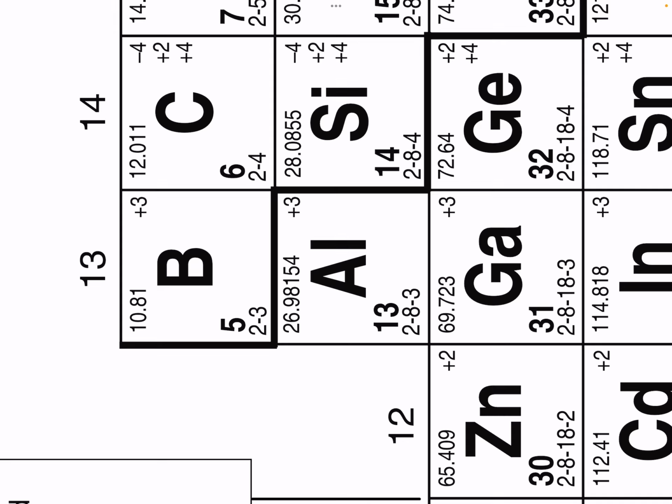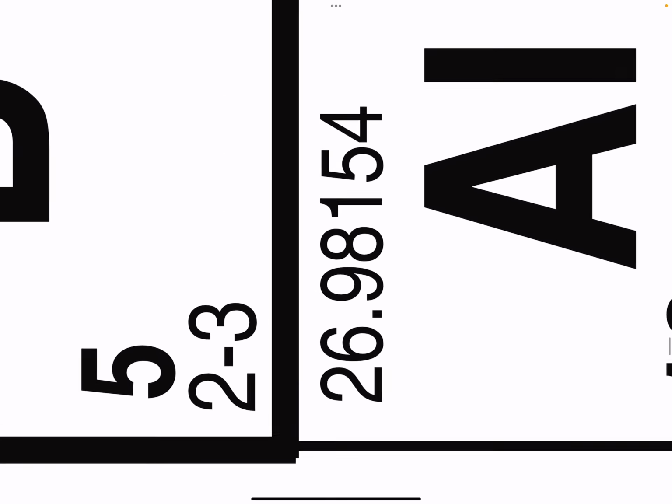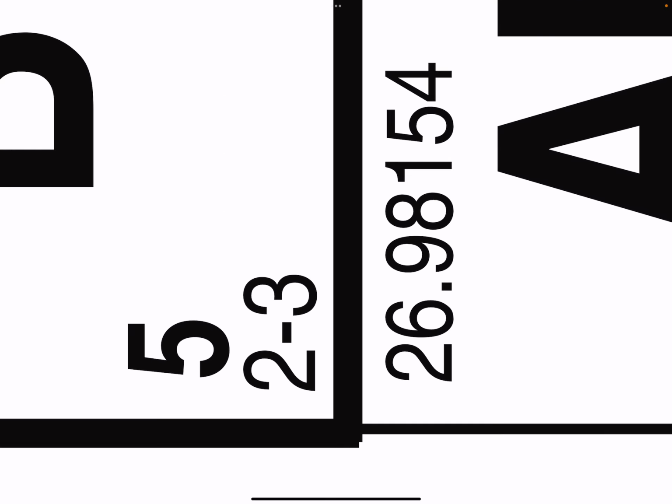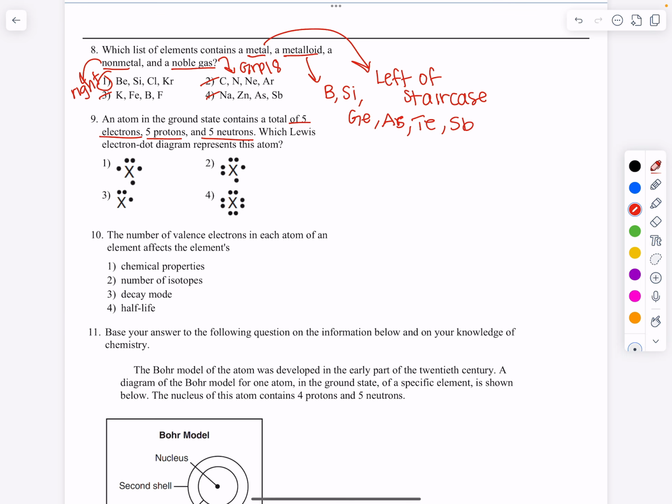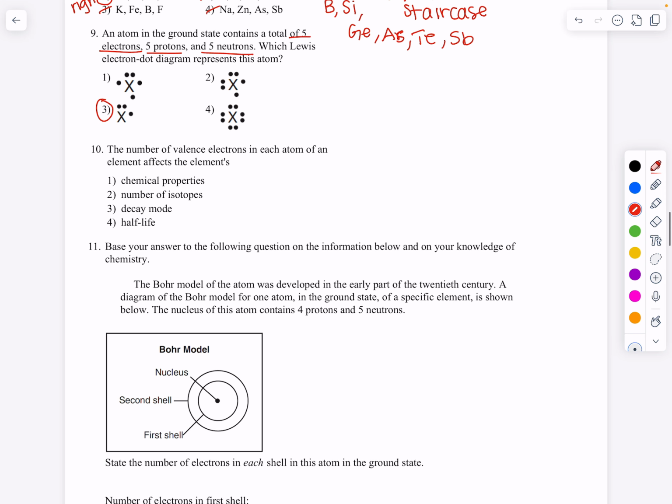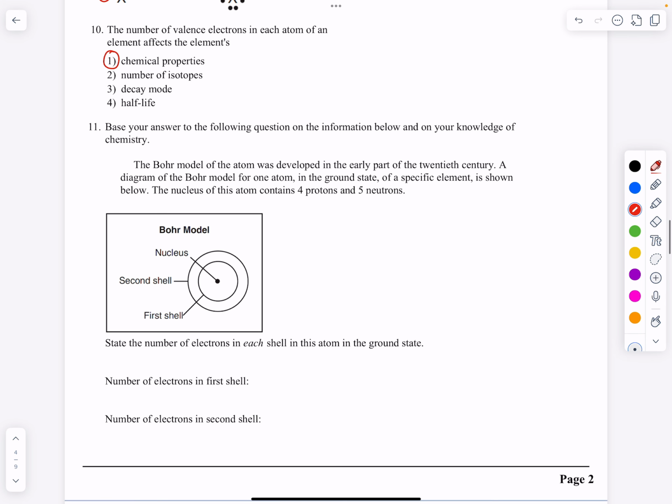Lewis electron dots show the valence electrons. How many valence electrons does boron have? It has 3. I want the Lewis dot diagram that shows 3 valence electrons. That would be choice 3. The number of valence electrons in each atom of an element affects the element's chemical properties. We have already explained this one. Valence electrons dictate chemical properties and how the atom will bond.